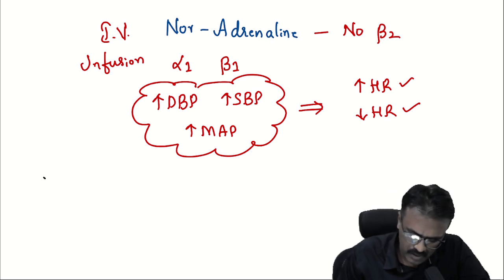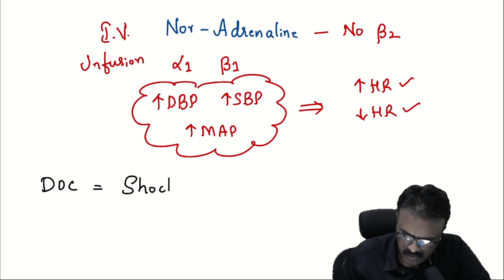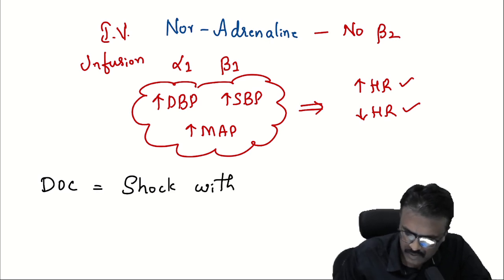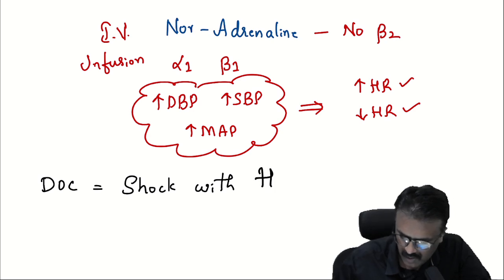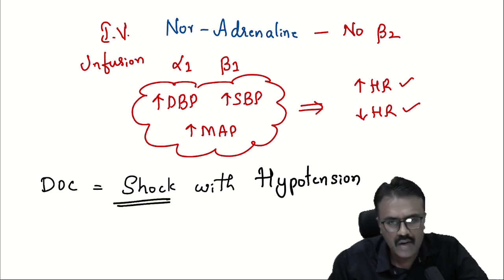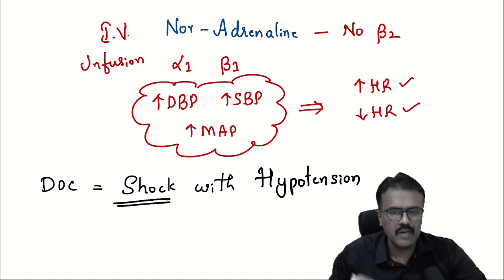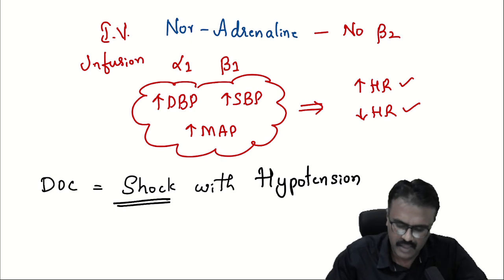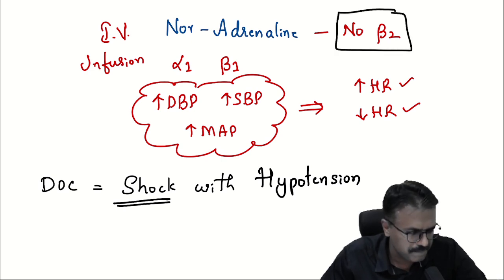Now, noradrenaline is a drug of choice for any shock with hypotension. But it won't work in one shock. It will not work in anaphylactic shock. Why, sir? It has no beta 2 action. That's why. So nobody answered this. Come on.